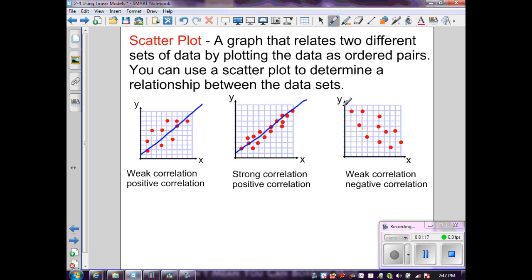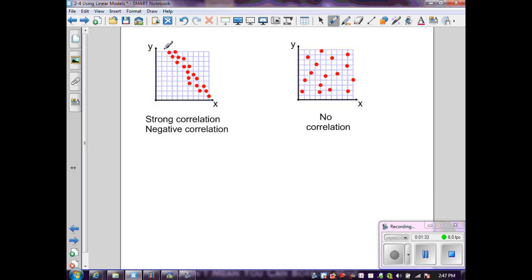Here, it looks like my data is decreasing from left to right, therefore that would be a negative correlation because it's decreasing, and the data is not very close together, but it still looks like it's forming some sort of line here, therefore it is a weak correlation. On the next set of data, again, my data is decreasing from left to right, and I know that that represents a negative correlation because of the decrease from left to right, but it's very tightly packed together to form that line. Therefore, that would be a strong correlation and also a negative correlation.